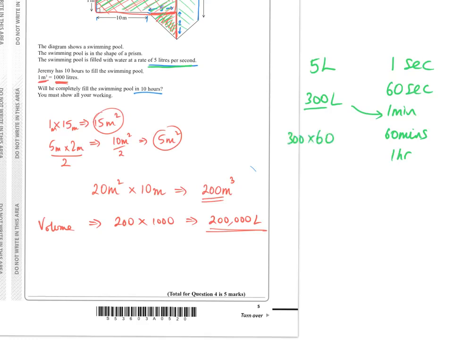So think about this. 3 times 6 is 18, but I've got 100 and another 10 more under multiplication, so that's going to be another 1,000, so that's 18,000 litres in 1 hour. So what am I going to have in 10 hours? Well, that's okay. I've just got to times it by 10 both sides to keep the proportion. So I'm going to have 180,000 litres in 10 hours.